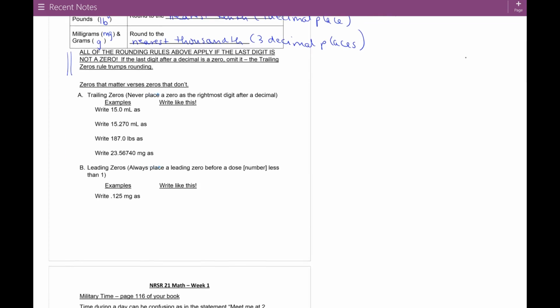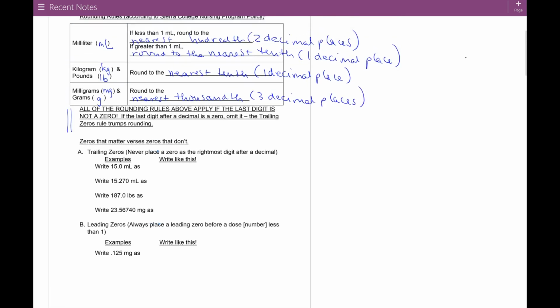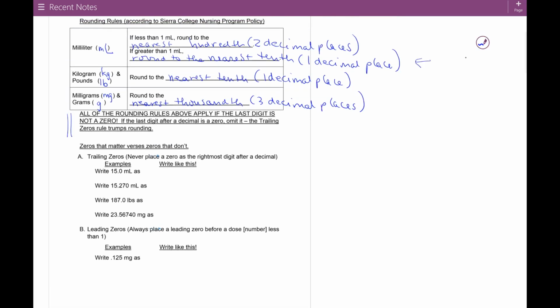So if you have 15.0 milliliters, even though up here it says round to the nearest tenth, you don't put a trailing 0 and you write it as 15 lowercase m uppercase L with no trailing 0 or decimal. That is clearer. There's no confusion that it might be 150 milliliters because your decimal is so tiny. So we leave off those trailing zeros. If the rightmost digit after a decimal is a 0, we leave it off.